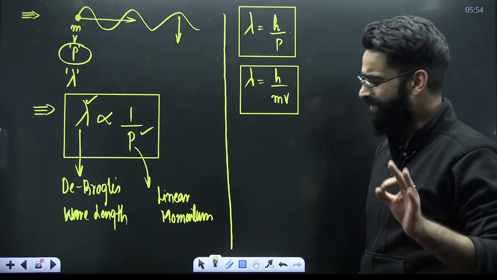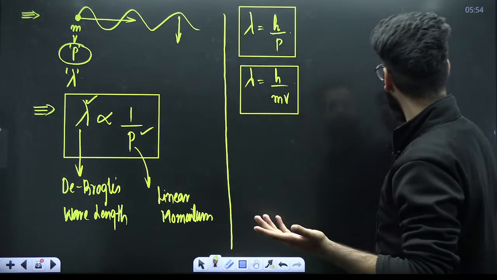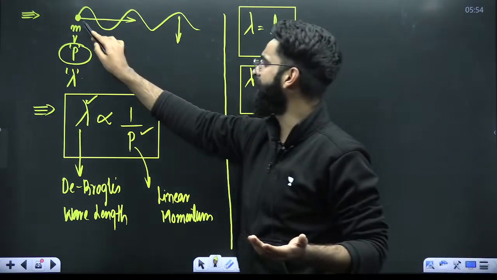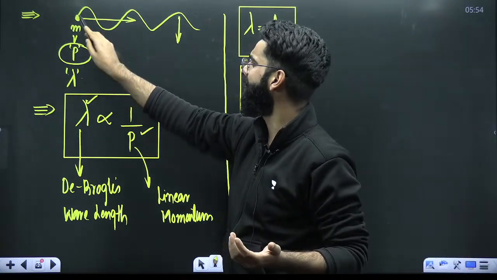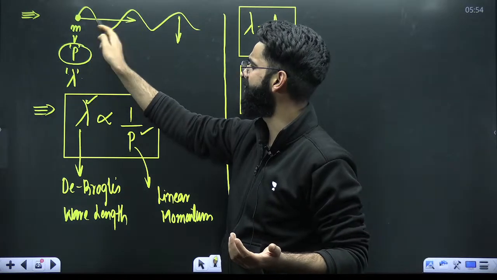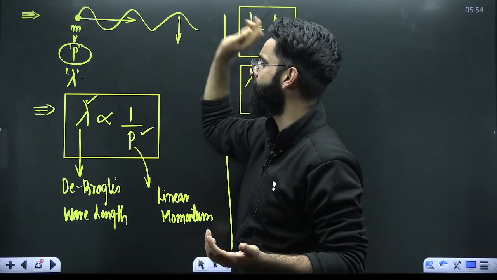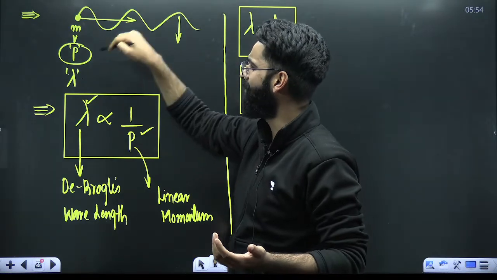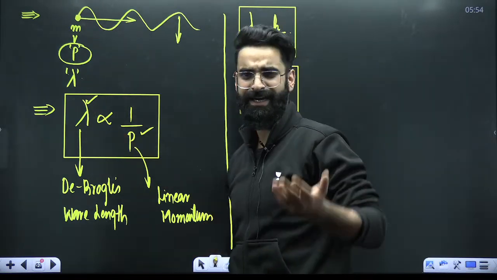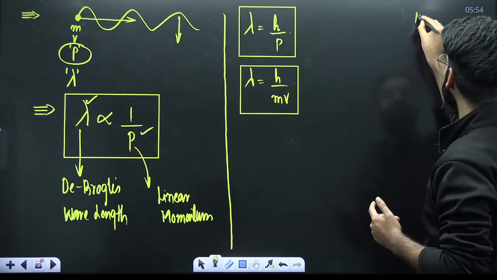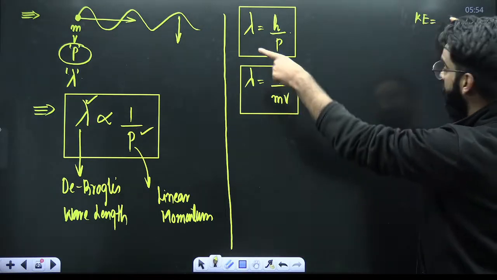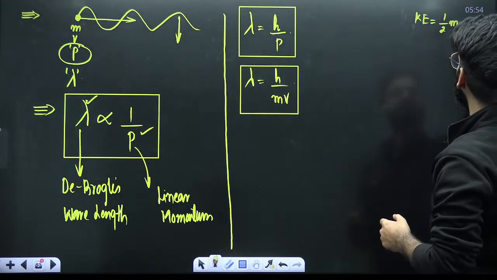Now, my dear students, let's try to understand one more thing. If I talk about this particular object, it has got mass, it has got velocity. Perfect, it's moving. There is a de Broglie's wave associated with it. One more thing. If it has got mass and velocity, it will be having some kinetic energy as well. And kinetic energy of that particular object is simply half of mv square, right?